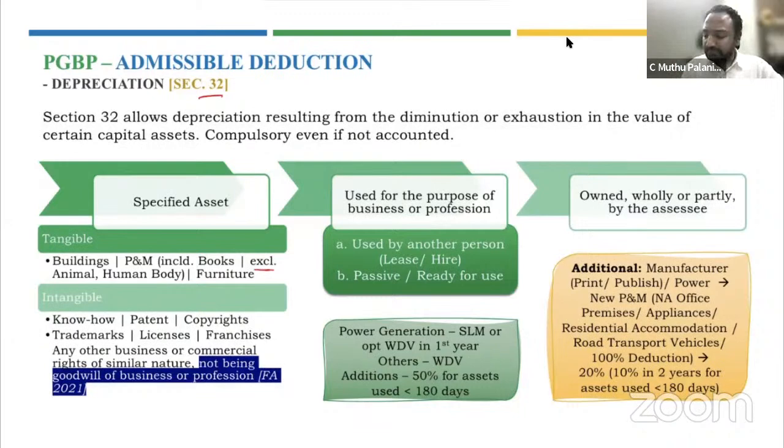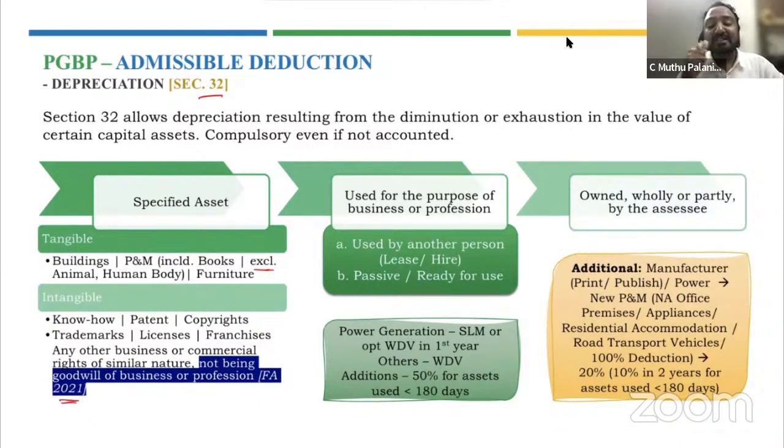Intangible has various categories, like patent, copyright, trademark, anything. But the only situation is that intangible cannot be goodwill. It's a very recent addition, only introduced in Finance Act 2021. Finance Act 2021 said goodwill is no more an intangible asset. In fact, it's no more an asset. So goodwill cannot be depreciated. It's a recent amendment that is just 1 year old.